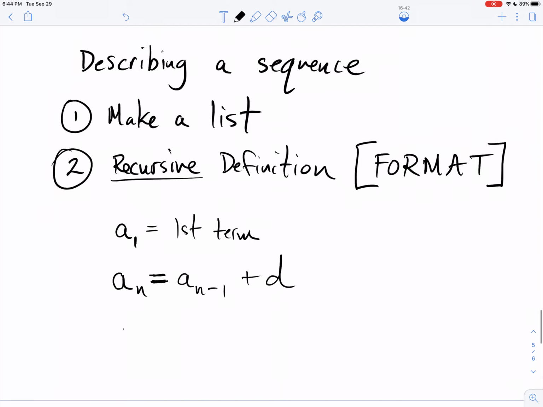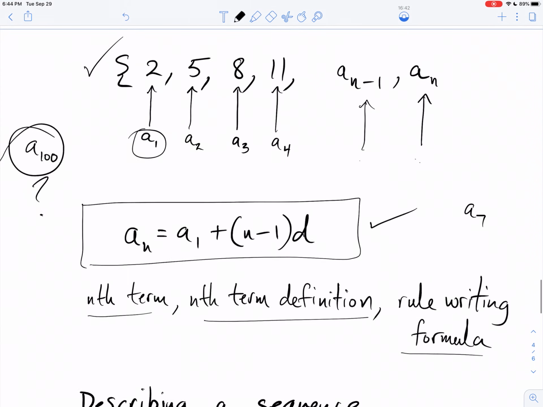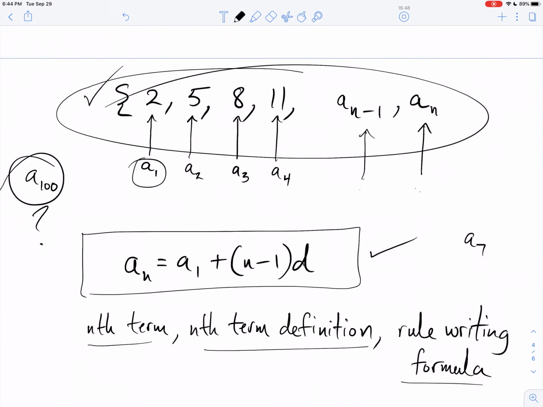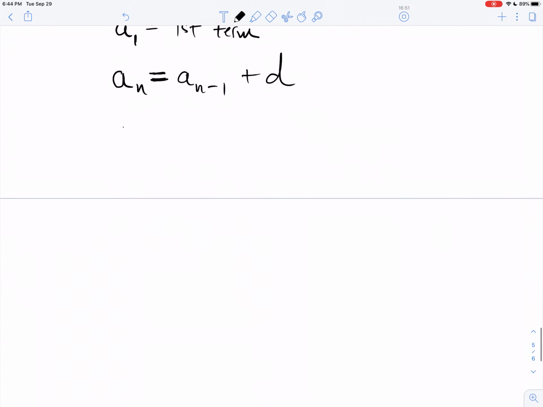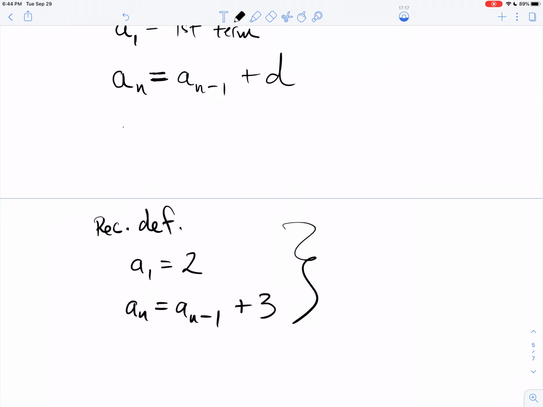I am going to write the recursive definition describing this list right here, okay? I'm going to do that. Watch. I do not like to write out the words recursive definition because I don't like to spell. So I abbreviate and I just say rec. def. But here's how it's written. So I would say a sub 1 equals 2, a sub n equals a sub n minus 1 plus 3. This is the recursive definition for my sequence. What sequence? The one that looks like this up above.